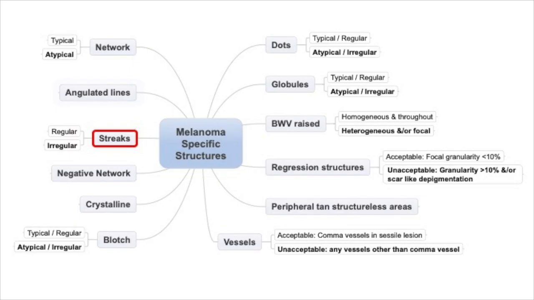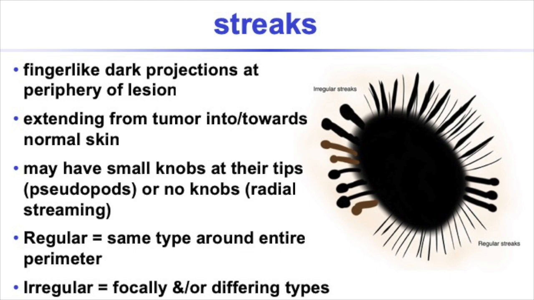Streaks. Now, much of this is repetition because you already heard about this. So what's the difference between regular and irregular? Regular streaks is when they're around the entire perimeter of a Reed's nevus. That's the starburst pattern. If it's not around the entire perimeter, or it's of different types, so you have lines and pseudopods and dots, then it becomes irregular.